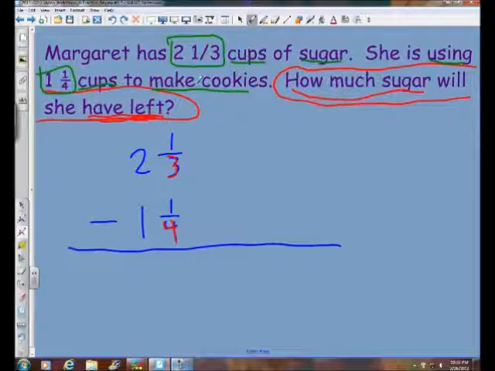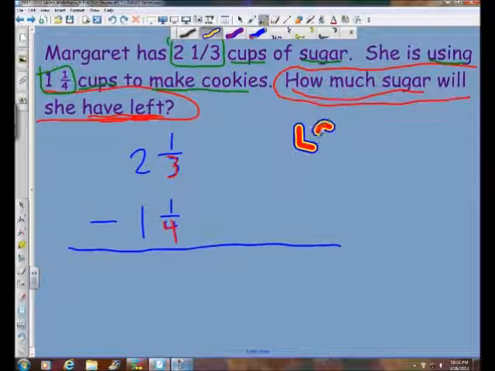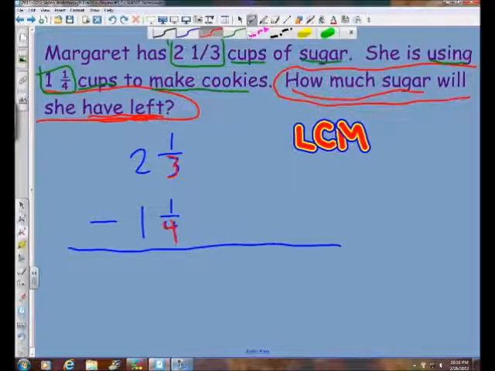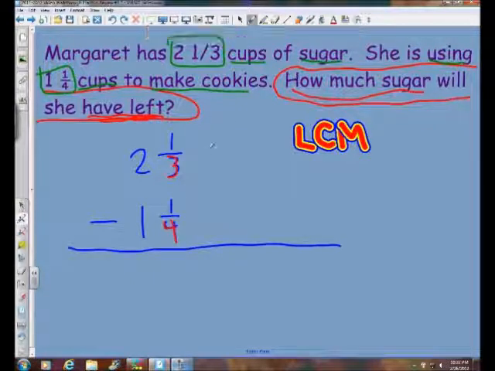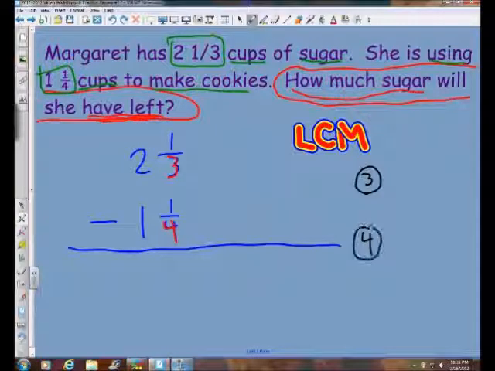So a lot of times we looked at the LCM method. Let's jot that down here. We've got LCM, lowest common multiple. And when you're doing that, you've really got to look at the denominators. So we've got 3 and 4. I'm going to look at 3. I'm going to look at 4. And I'm going to find the multiples of those. And once I do that, I can see which is the lowest common multiple.